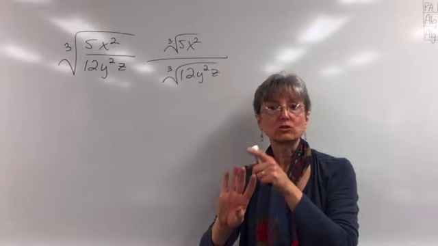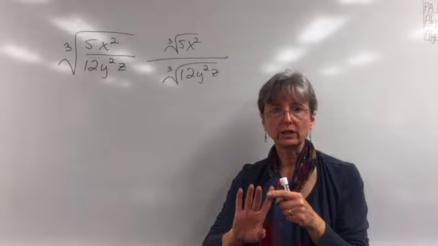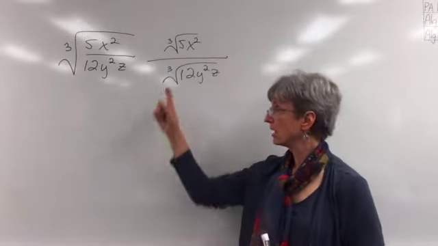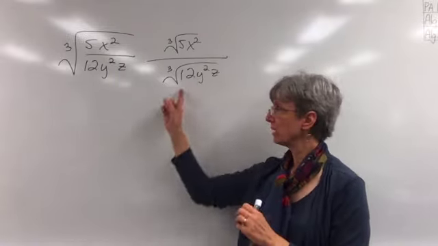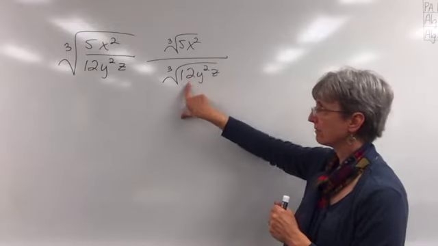Either like an 8, 2 times 2 times 2, or a 27, 3 times 3 times 3, or a variable to the power of 3 so that we can pull it out. I need 3 of each factor in order to pull them out of this radical. So look at what you have.